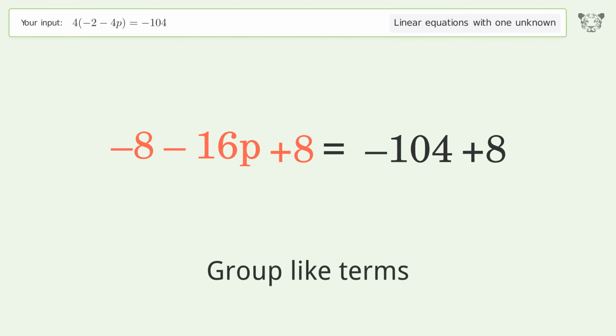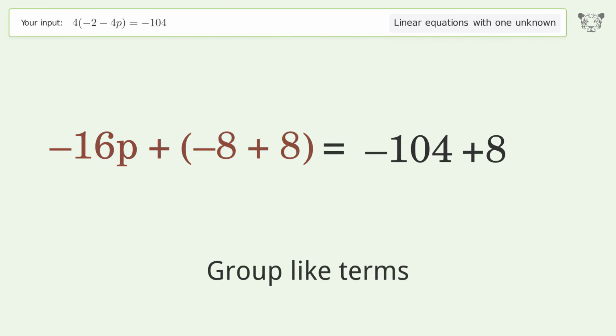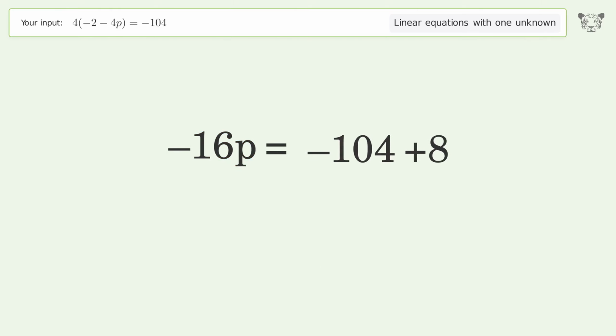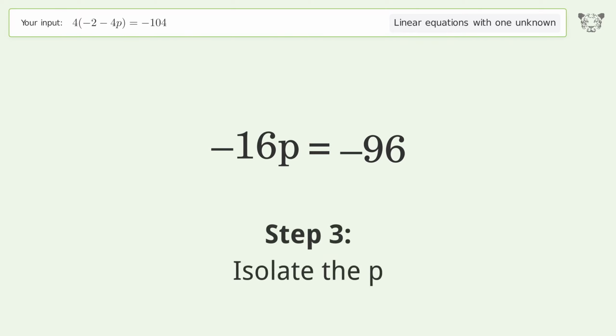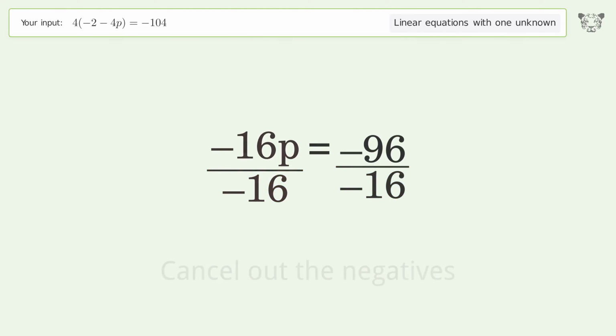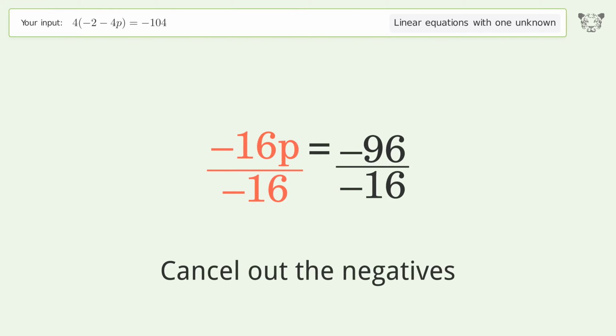Group like terms. Simplify the arithmetic. Isolate the p. Divide both sides by -16. Cancel out the negatives.